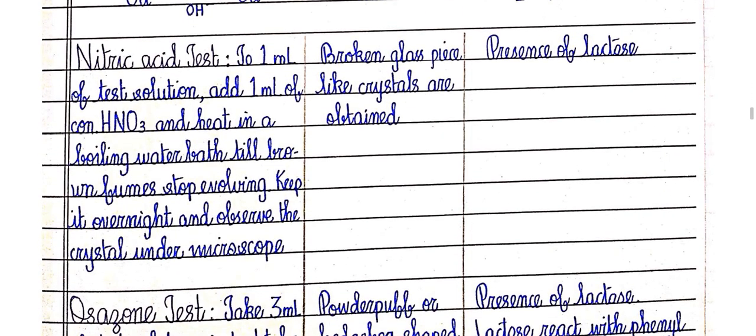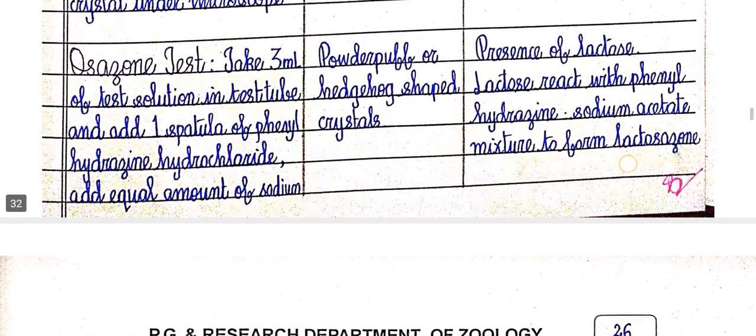Then nitric acid test. To 1 ml of the test solution, add 1 ml of concentrated HNO3 and heat in a boiling water bath till the brown fumes stop evolving. Keep it overnight and observe the crystals under the microscope. Broken glass piece-like crystals are obtained, indicating presence of lactose.